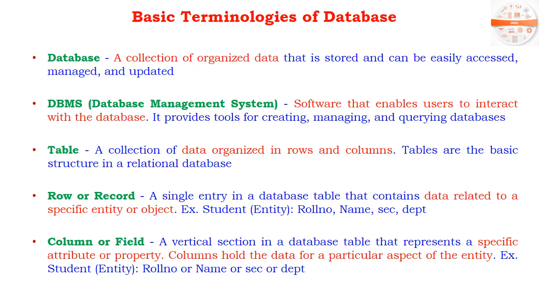And next one is table. What is a table? It is a collection of data organized in rows and columns. The table is the basic structure in the relational database.